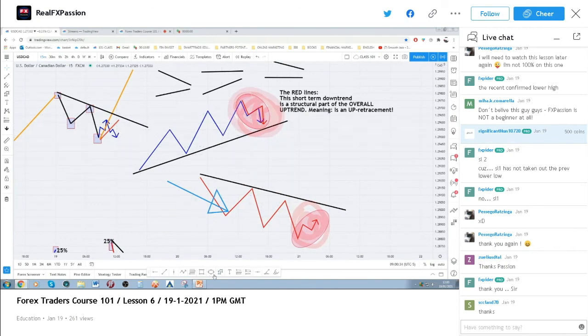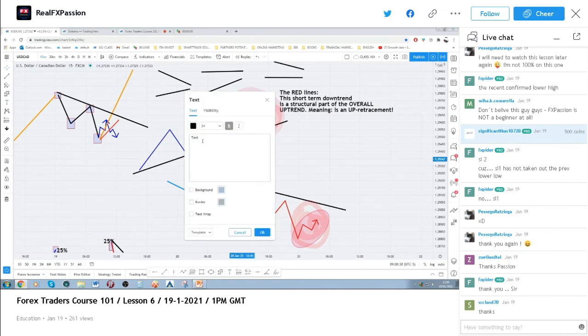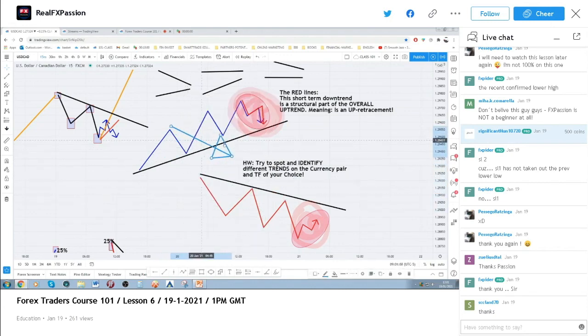I love giving you homework, right? You are in a course. So homework: try to spot and identify different trends on the currency pair and time frame of your choice. And one more time, if you have questions, boys and girls, not just guys, send me a chart, send questions. We are trying to help the TradingView community here. So homework: try to spot and identify different trends on the currency pair of your choice.